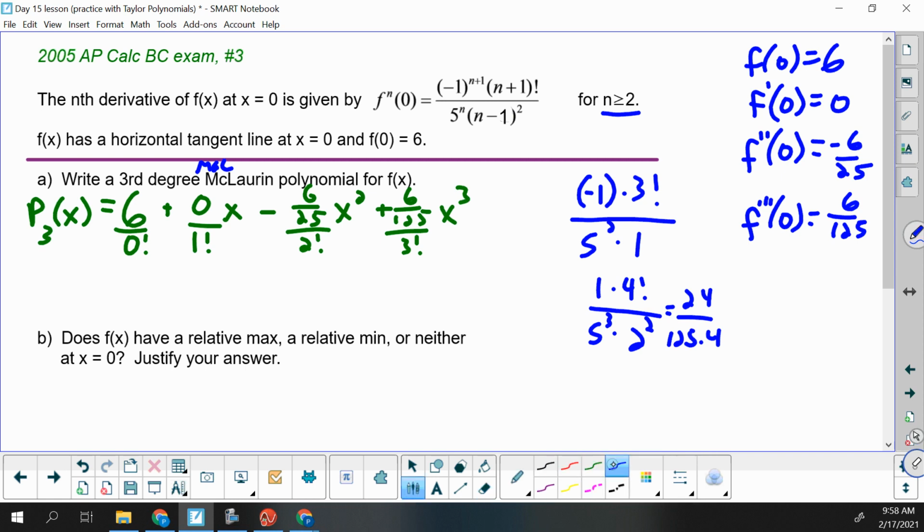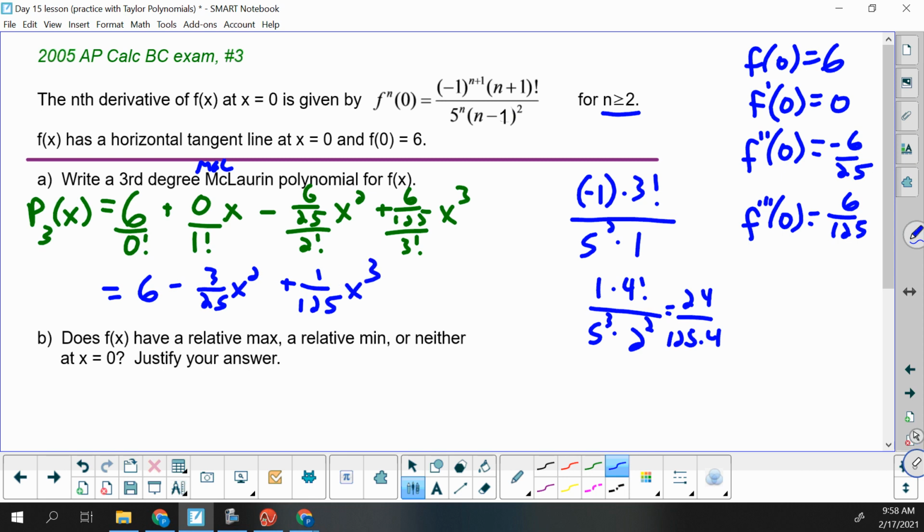And you could leave it like that. I'm just going to neaten it up. So this is really 6. Second term's gone. We'll have minus 3 25ths x squared. 3 factorial is really 6, so this will give us plus 1 over 125 x cubed.